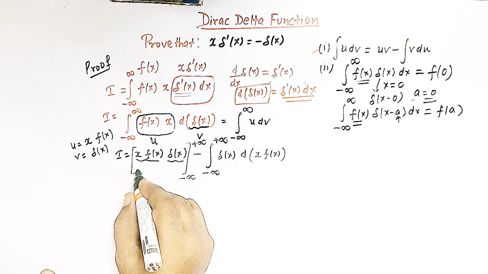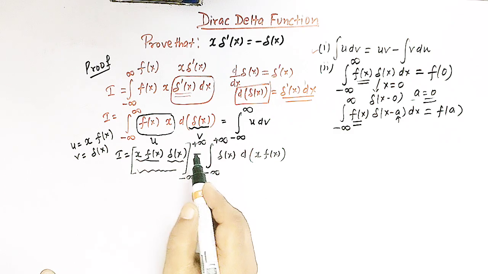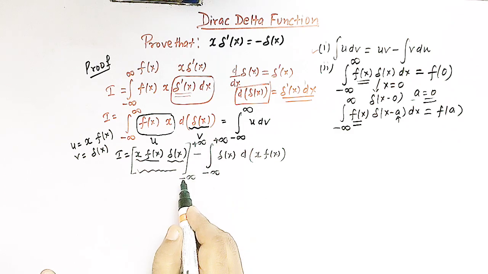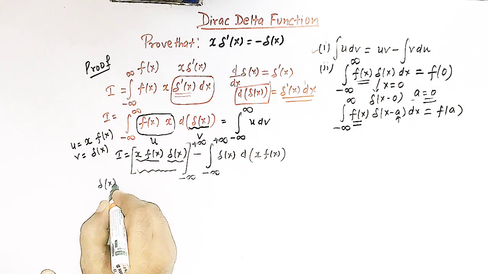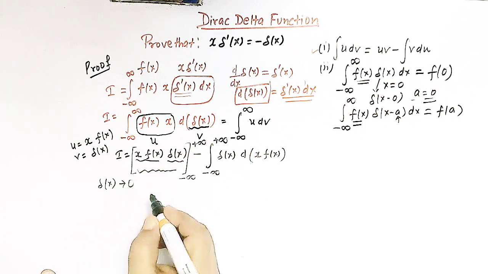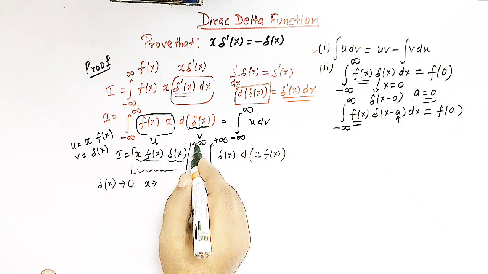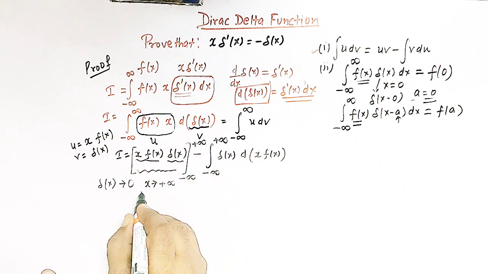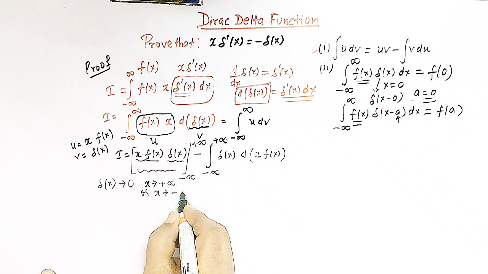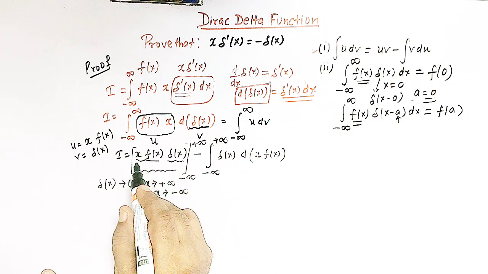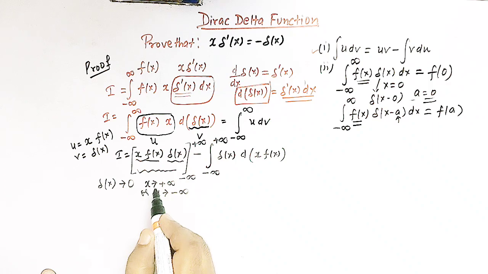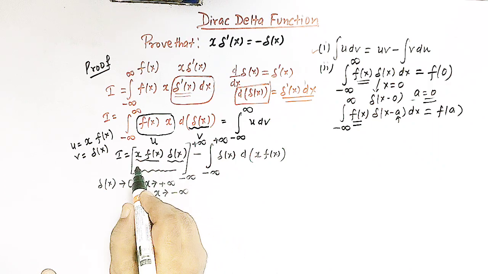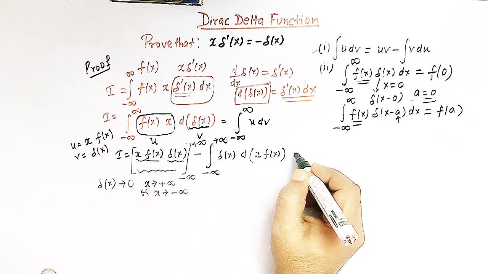So now let us first consider this term. Here the upper limit is plus infinity and the lower limit is minus infinity, and we know that the delta function tends to 0 when x tends to either plus infinity or minus infinity. So this term reduces to 0, because delta x tends to 0 when x tends to positive infinity or negative infinity.